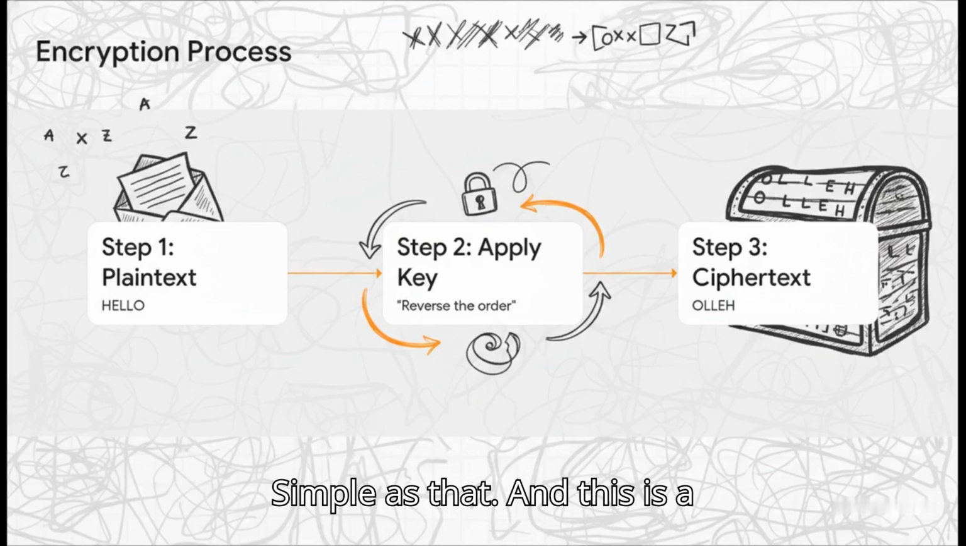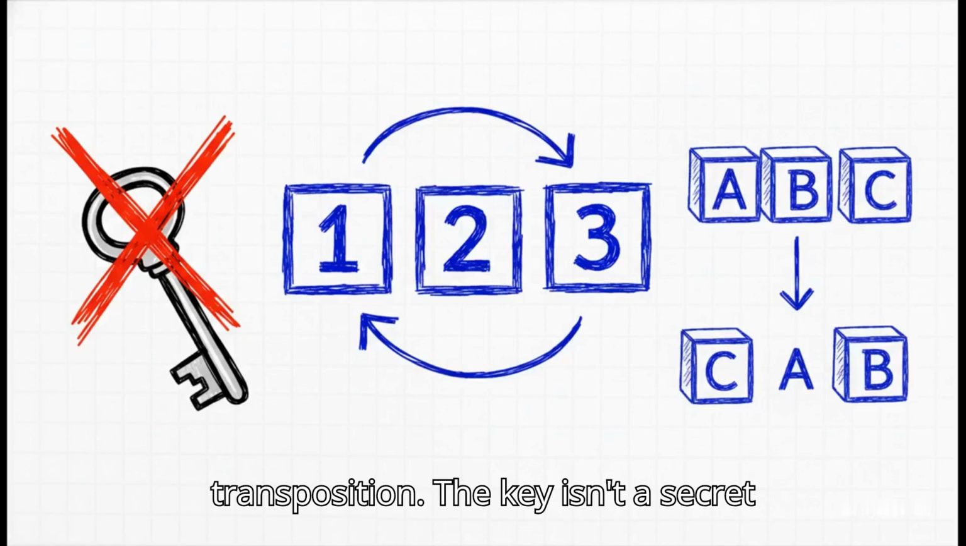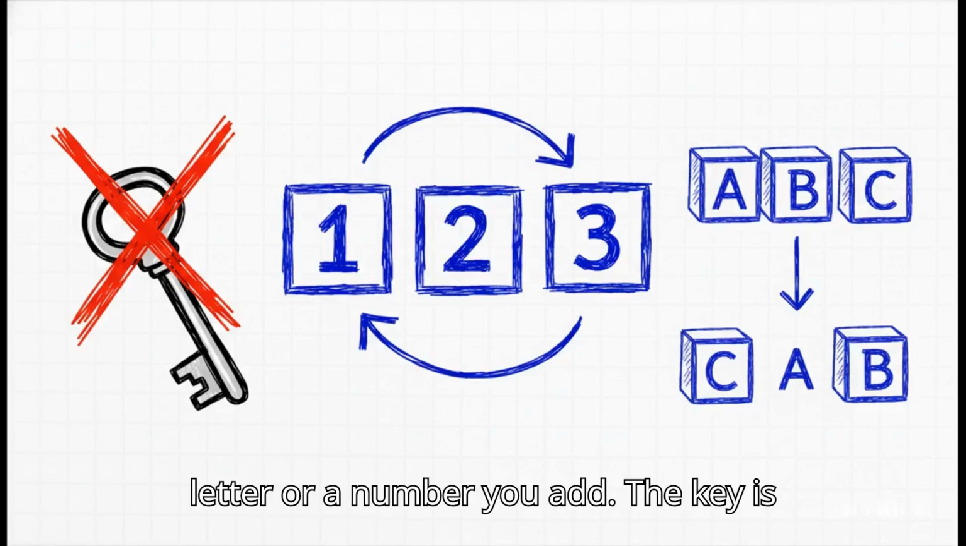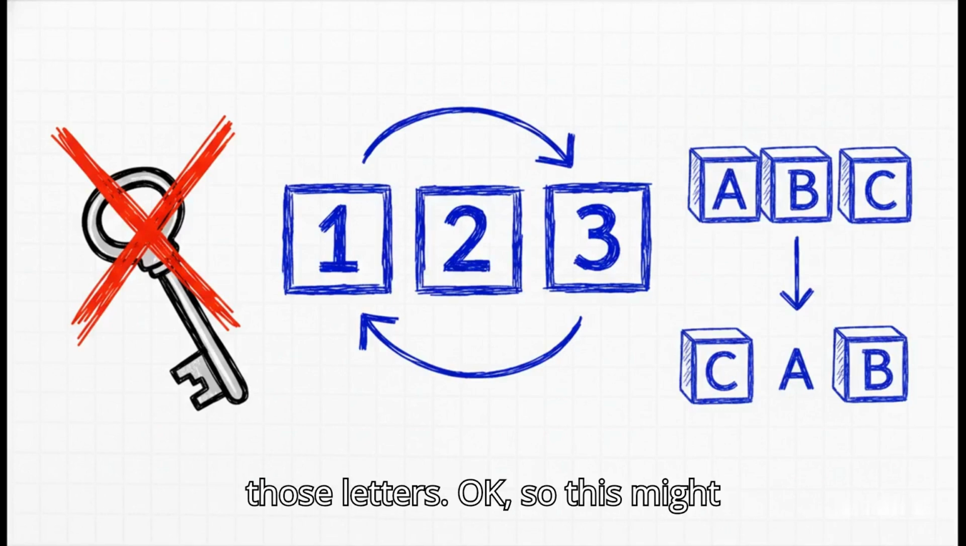Simple as that. And this is a really crucial point to get. In transposition, the key isn't a secret letter or a number you add. The key is the secret pattern. It's the blueprint for how you're going to shuffle all those letters.